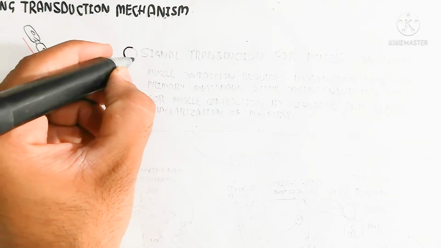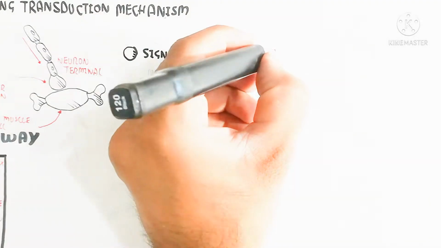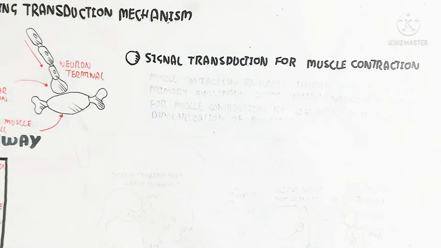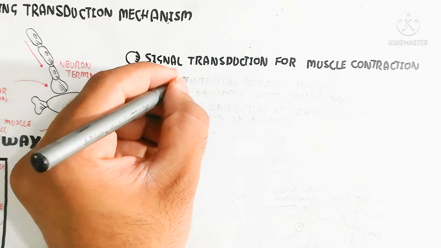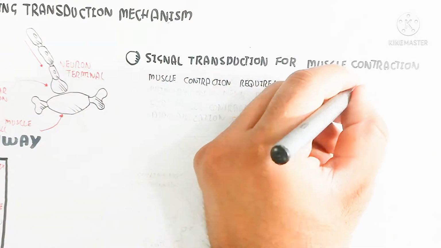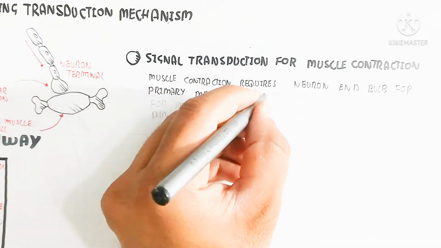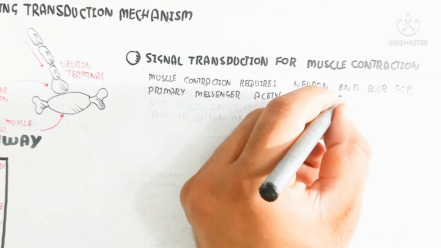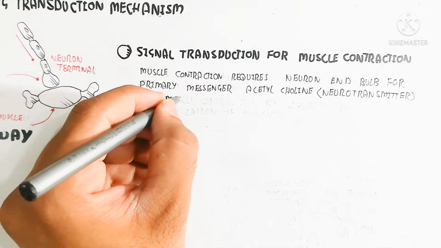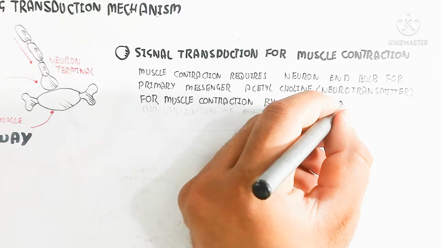And in this way here you can see this is the neuron terminal bound with a muscle fiber, muscle cell. So the signal transduction for muscle contraction requires a neuron and primary messenger acetylcholine, for example, as a ligand that will bind with the receptor and change the physiology of the cell for contraction of the actin and myosin, the sarcomere. So the neurotransmitter for muscle contraction works by signaling and electrical depolarization of the myofiber, for example.